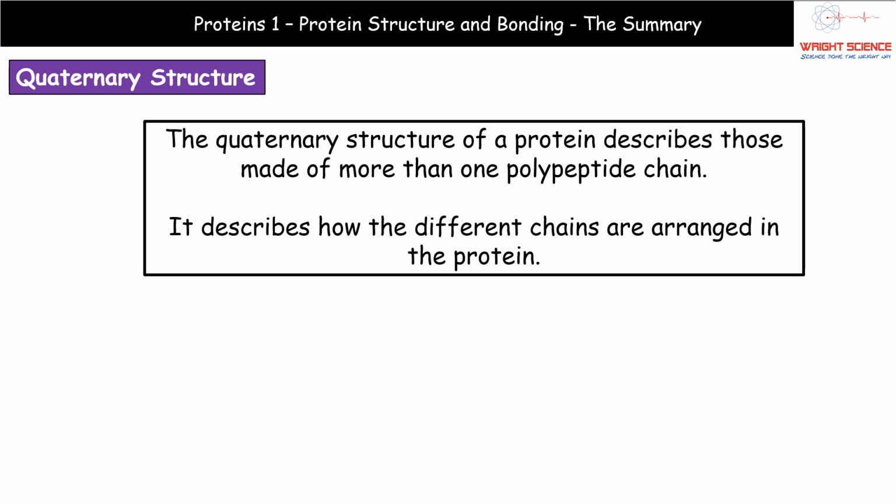The last level of our protein structure then is the quaternary structure. Now, this isn't going to be present in all of our proteins. The quaternary structure will only be present in those that have more than one polypeptide chain present. What the quaternary structure does is it describes how those different chains are arranged to give the final structure of the protein. So all proteins have primary, secondary and tertiary structures, and then some, those that are made of more than one polypeptide chain, have quaternary structure as well.